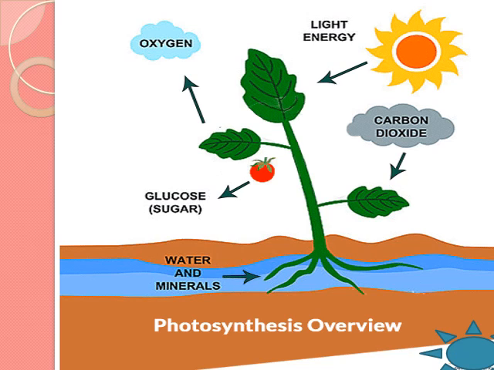Sugar is produced in the form of glucose in the process of photosynthesis, and it is stored in the leaves, roots, and even the stem. So this energy is used to make the food of the plant, and this food is also taken by the animal as well.